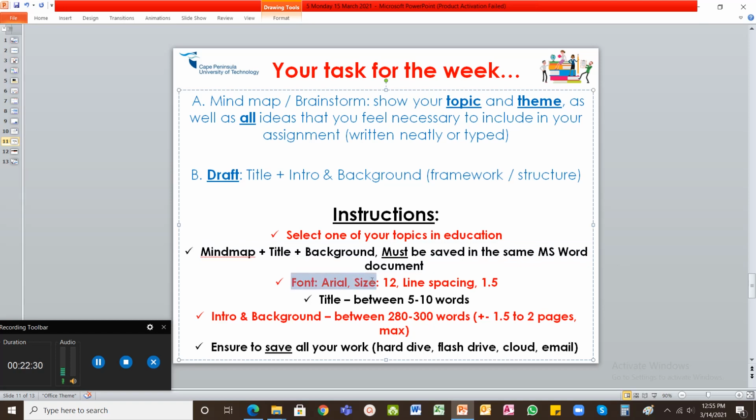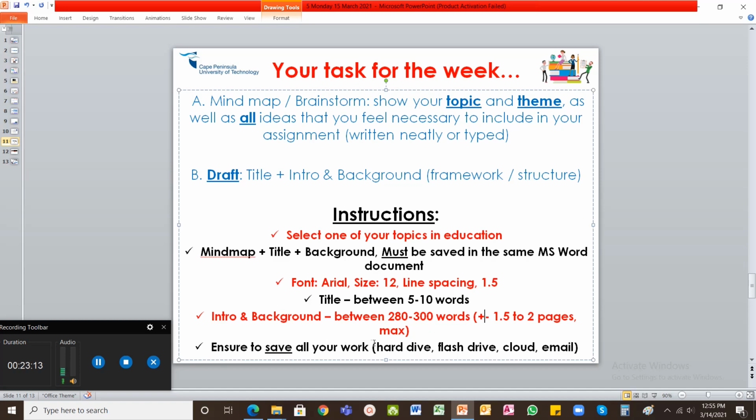The font you are using is Arial size 12 with 1.5 line spacing. Your title must be no less than 5 words and no more than 10 words. Remember your title? So that's nothing to do with your topic or your theme. Then your introduction and your background must be no less than 280 words and no more than 300 words. If you are going to follow this Arial 12, 1.5, your introduction and background with your title should be no more than 1.5 to 2 pages maximum. Anything over that, go and recheck your word count.